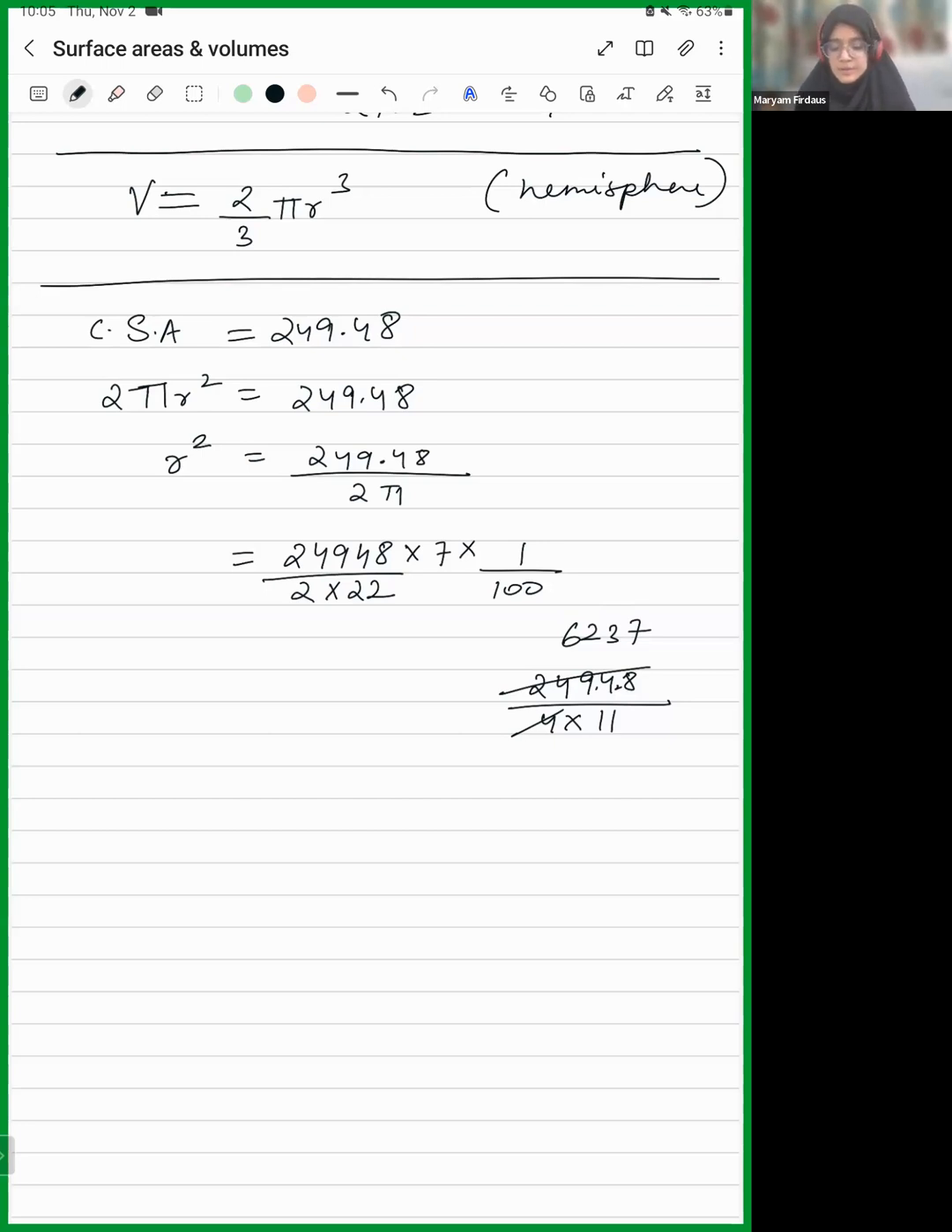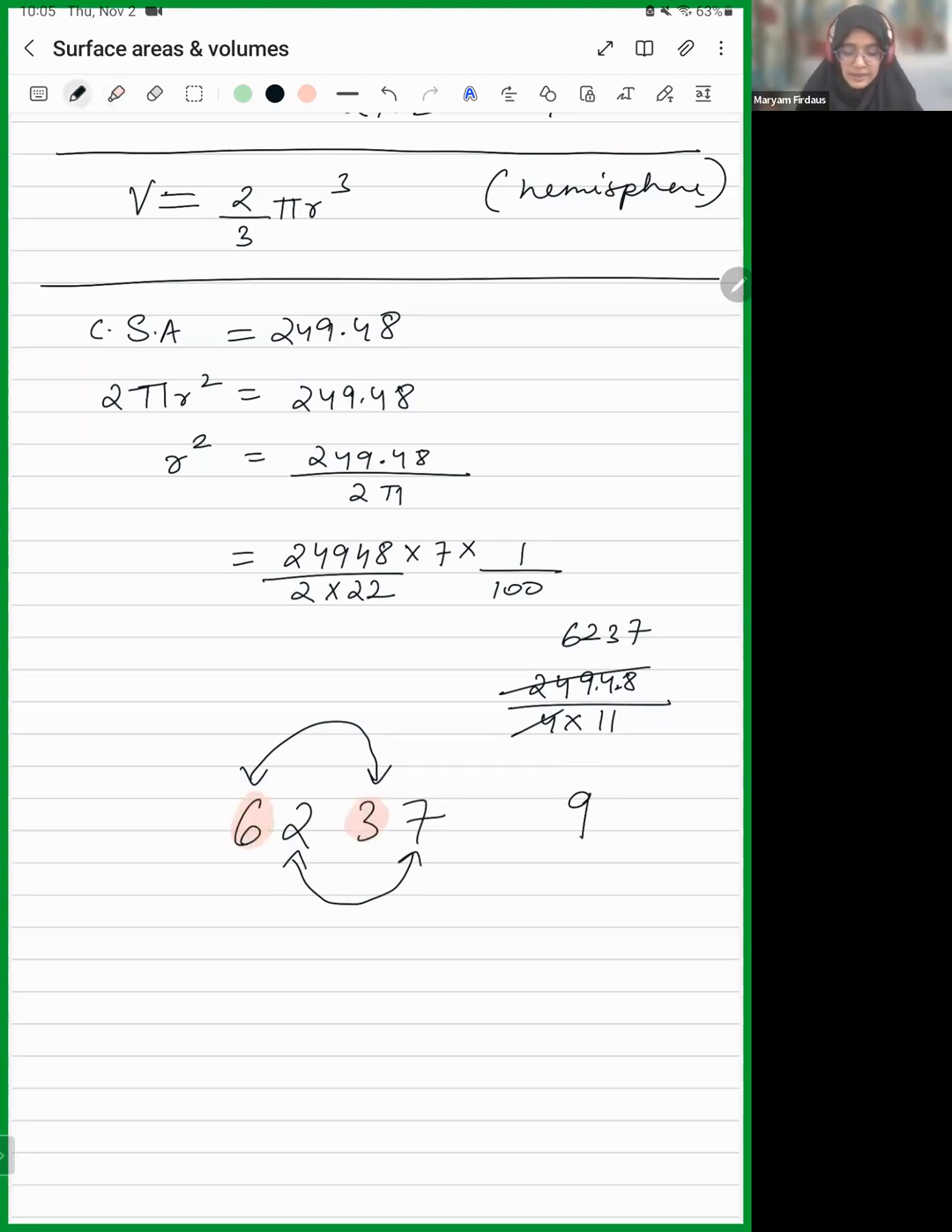How do we check for divisibility by 11? Ma'am, I'm not sure. See, you have 6237. You take alternate digits, 6 and 3. You add them. What do you get? 9.